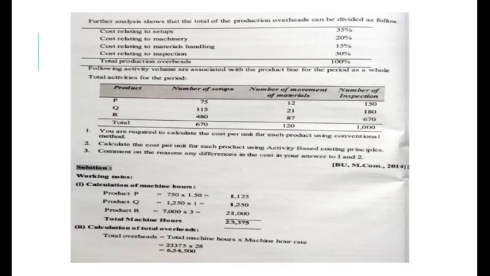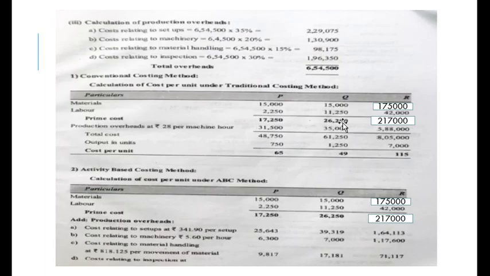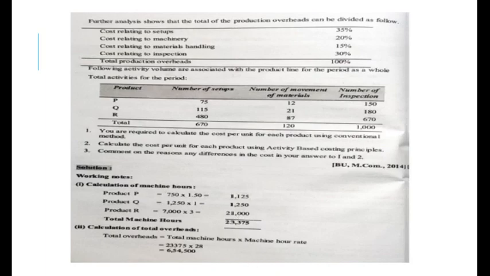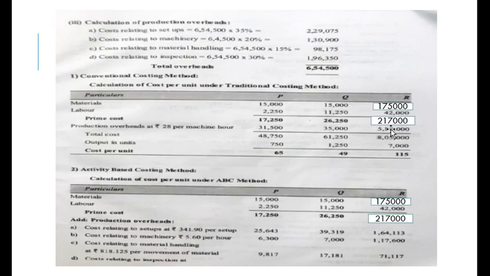Then 1,250, which will give us 35,000. Then 21,000 into 28, which will give us 5,88,000. So this is our production overhead, where the rate per machine hour is multiplied by the number of machine hours for each product, and we have got the total production overheads. So when we add up our prime cost with the total production overhead, we get the total cost as 48,750 for P, and for Q 61,250, and for R 8,05,000. So this is our total cost.